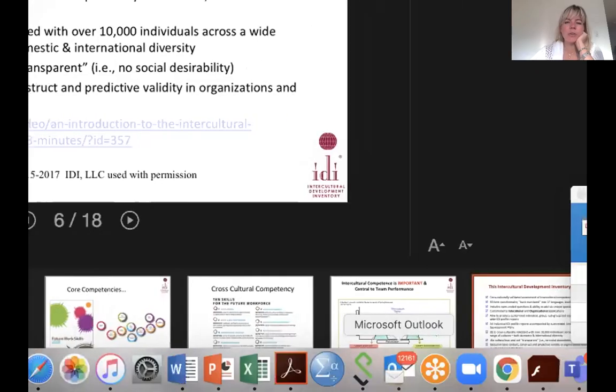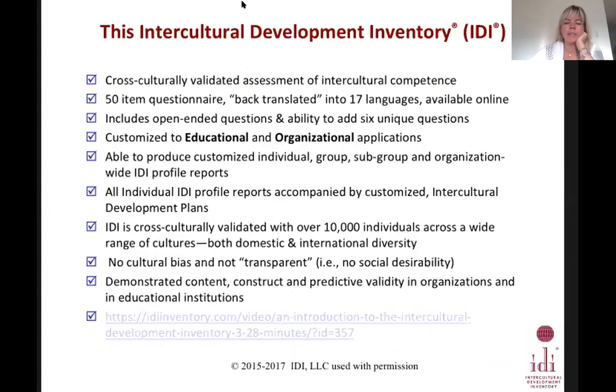Okay, so there's your overview of the Intercultural Development Inventory, which is a great tool that I've used broadly across the college, as well as privately in different organizations, and it's always had a very, very good, well-received result.